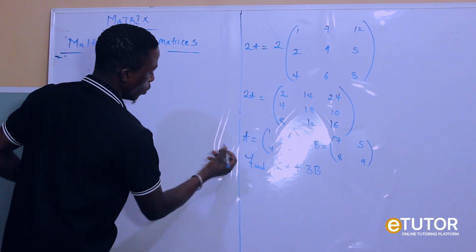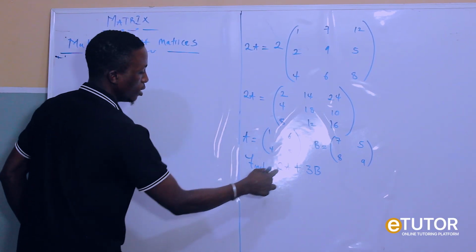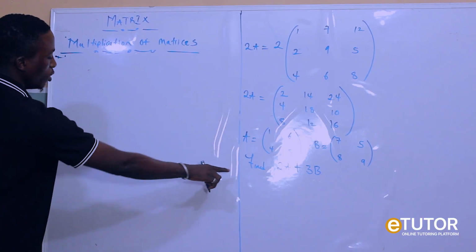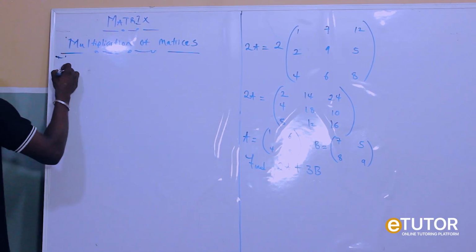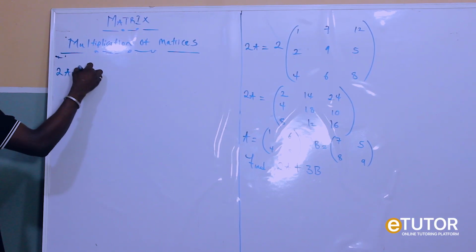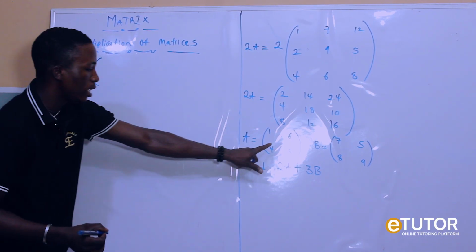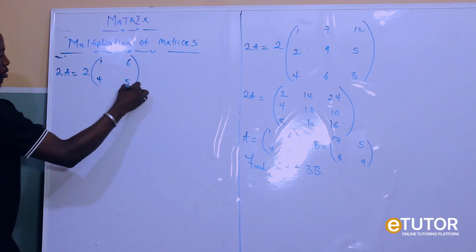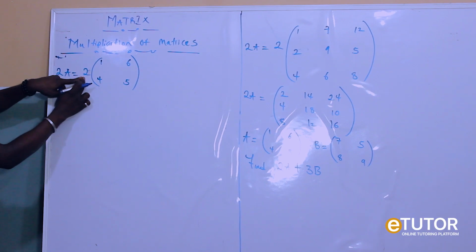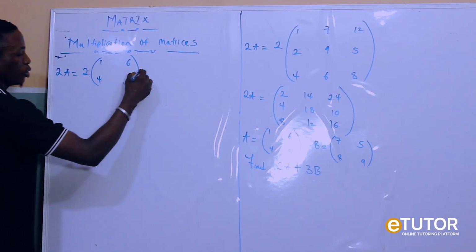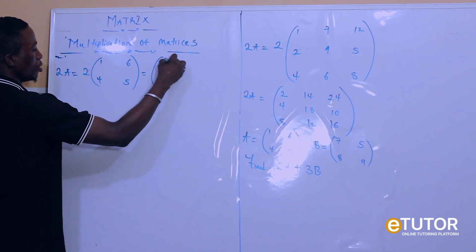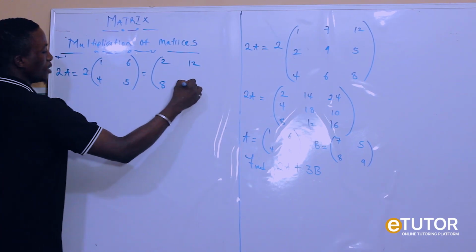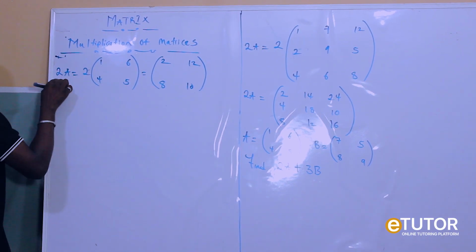So let us start. We're given A equal to 1, 6, 4, 5, and B equal to 7, 5, 8, 9, and we're told to find 2A plus 3B. The first thing you do is find your 2A. My 2A equals 2 multiplied by the matrix A, which is 1, 6, 4, 5. Remember, multiply the number outside with each element inside the matrix. So 2 times 1 gives 2, 2 times 4 gives 8, 2 times 6 gives 12, 2 times 5 gives 10. So my 2A is equal to this.